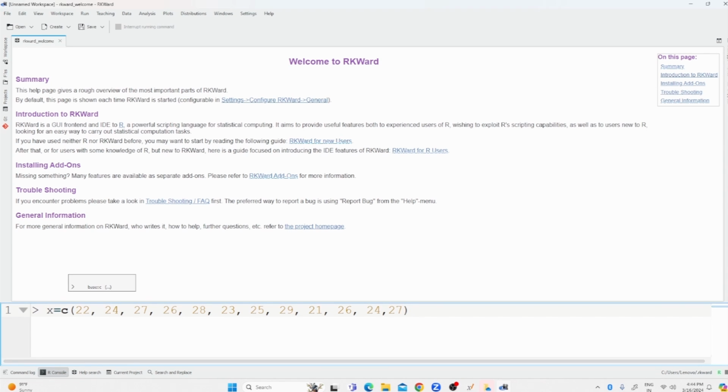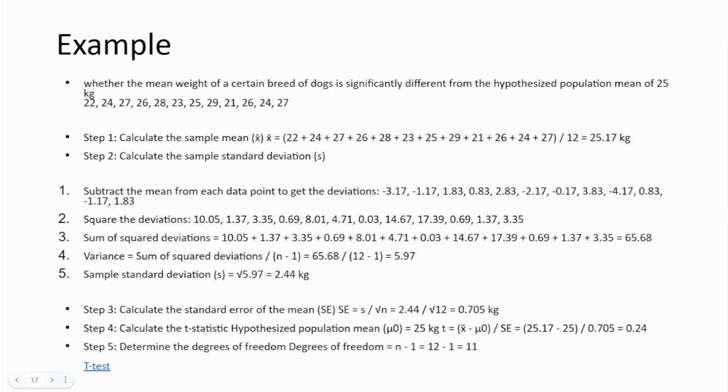Okay. So what we are doing right now, we are defining a vector of integers. We have talked about this in the basic R course. Now see, if you type x, these are the values which will come. Now we have to do a test on this. Now what is our question? Our question is whether this sample, a certain breed of dogs, has a mean of around 25 kgs or not.